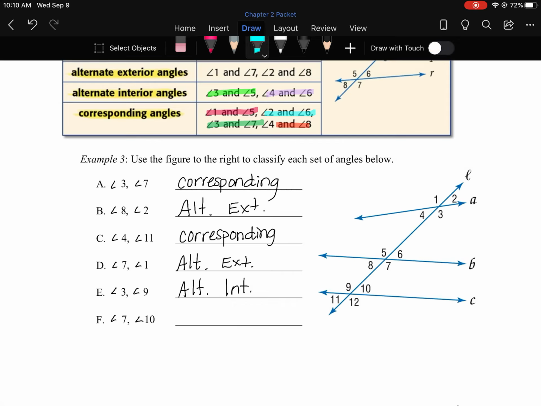All right, the last one is 7 and 10. So 7 is there, 10 is there. Hey, they're side by side and inside the lines, so those are our consecutive interior.